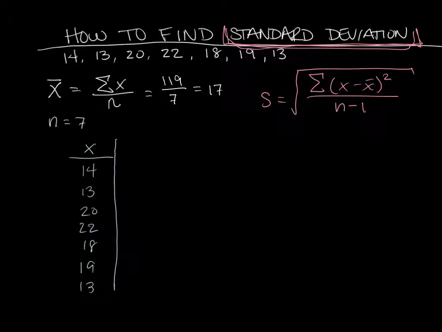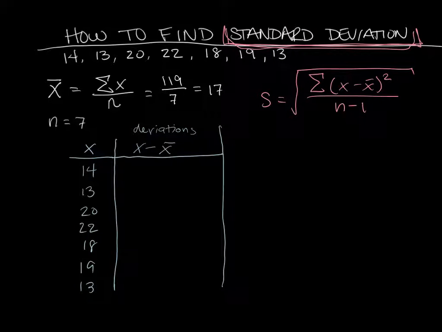Now, when you're looking at a formula, you always do what's in parentheses first, correct? So that is going to be x minus x bar. These are our actual deviations, right? My individual deviations. How far does each data point stray from the mean? And our mean is 17.